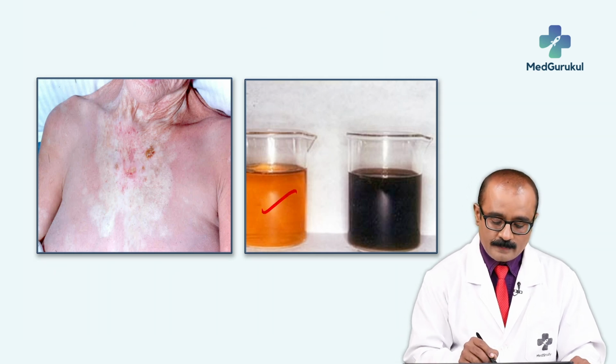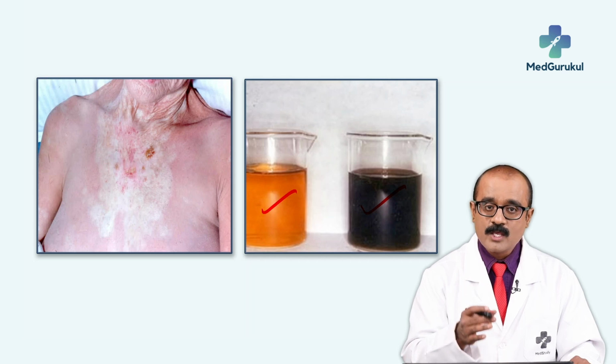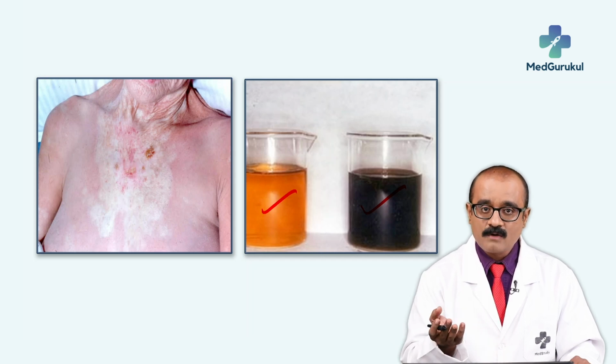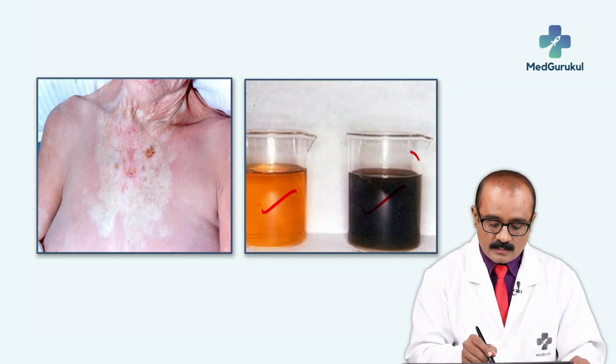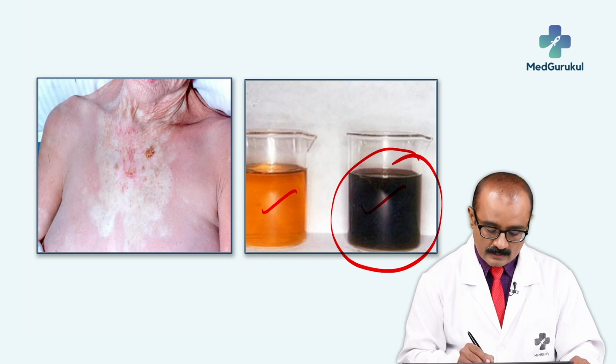Usually there is a change in the color of the urine. See, this is the normal urine. There is a change in the color because the porphyrinogens which are accumulated get converted to porphyrins, and see, this is the dark colored urine which is seen in Porphyria cutanea tarda.